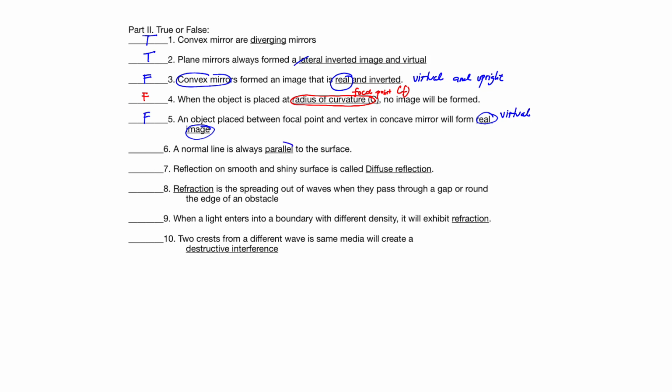A normal line is always perpendicular to the surface. Reflection on a smooth and shiny surface is called, that is not a diffuse reflection but rather a regular reflection. Refraction is the spreading out of waves when they pass through a gap or around the edge of an obstacle. This one is diffraction. When light enters a boundary with different density, it will exhibit refraction. This one is true. And number 10, two crests from different waves in the same medium will create, instead of destructive, a constructive interference. And that's it.